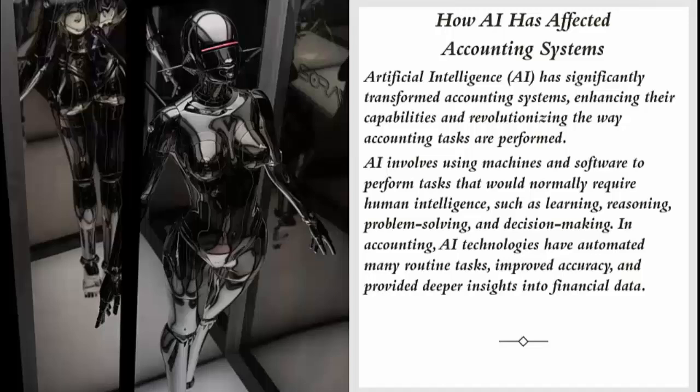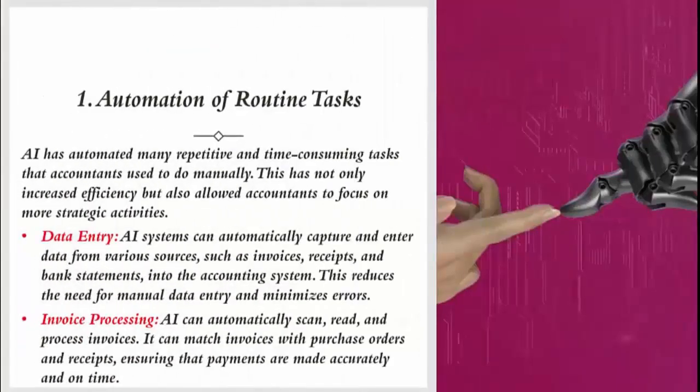Here's a detailed explanation of how AI has affected accounting systems, broken down into simple steps and concepts to help you understand it thoroughly. 1. Automation of routine tasks. AI has automated many repetitive and time-consuming tasks that accountants used to do manually. This has not only increased efficiency, but also allowed accountants to focus on more strategic activities.